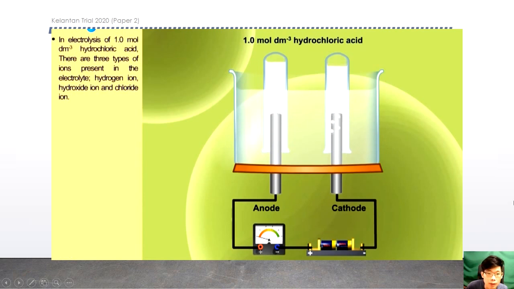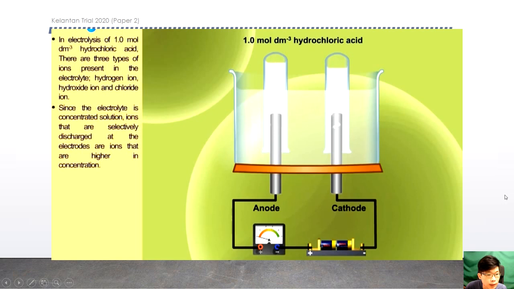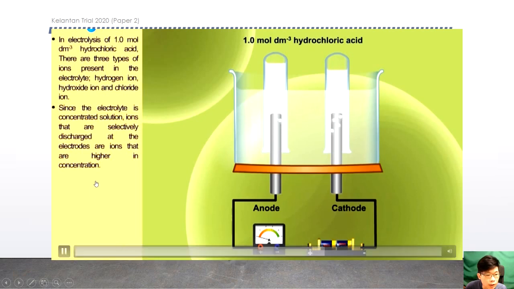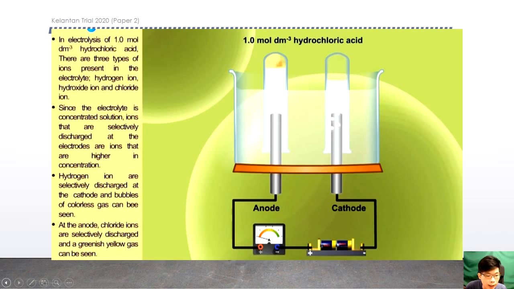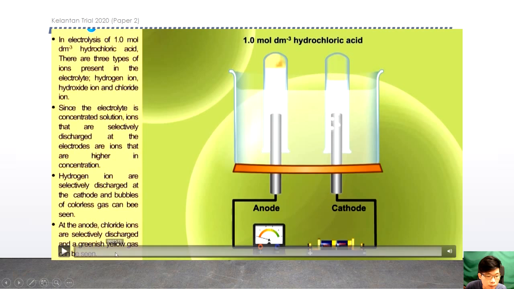Next, if we use concentrated hydrochloric acid, the ions that are selectively discharged at the anode are the ions that are higher in concentration. So hydrogen is selectively discharged at the cathode, and still the same, colorless gas bubbles. But at the anode, chloride ions are selectively discharged, and a greenish yellow gas can be seen here. So these are the differences at the anode. Once you look into the explanation, now we start to present our answer.